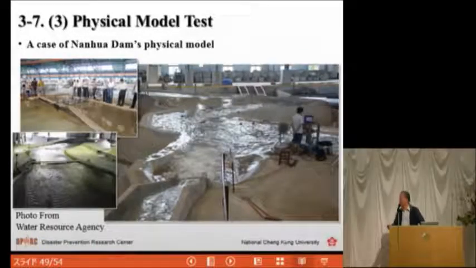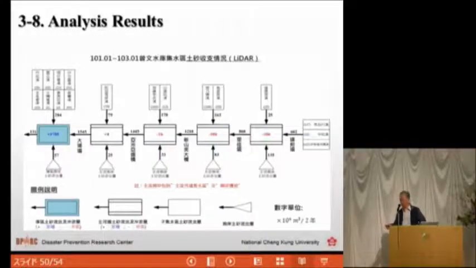We also do some hydraulic model tests. And this is the case study. We use a reservoir basin to predict and simulate the sediment budget from its sediment yield to sediment output, from the tributary to the main channel. And finally, it goes into the reservoir, so we can understand whether our simulation result is reasonable or unreasonable.